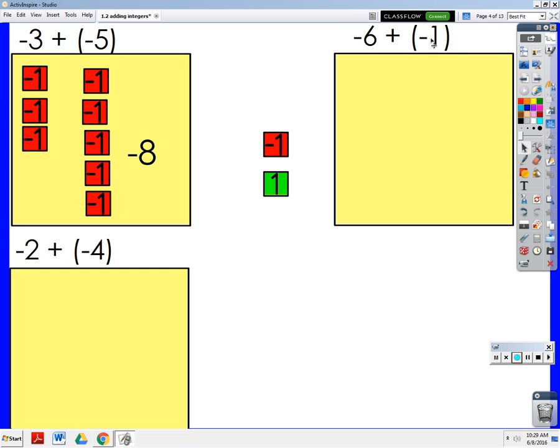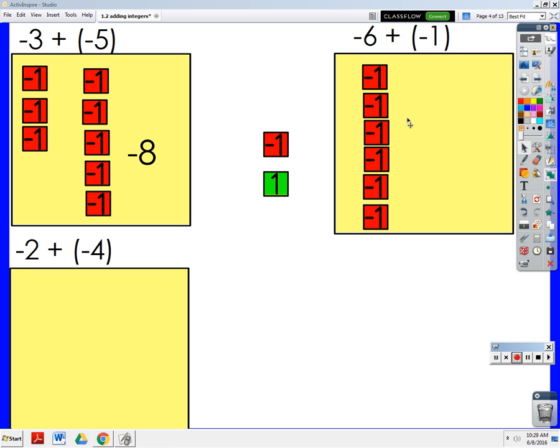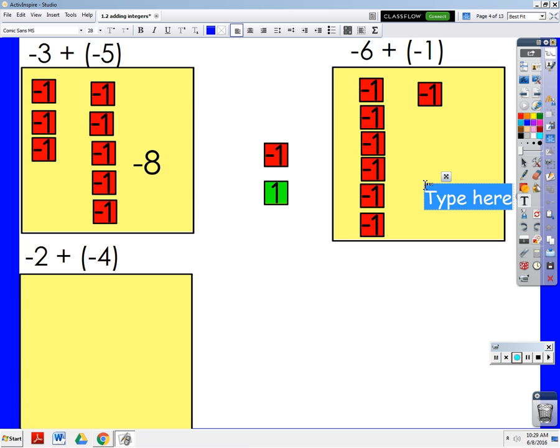So we'll have -6 plus -1. So I have my 6 negative numbers, and we're going to add to that one more negative number. So now all together I have -7 numbers.